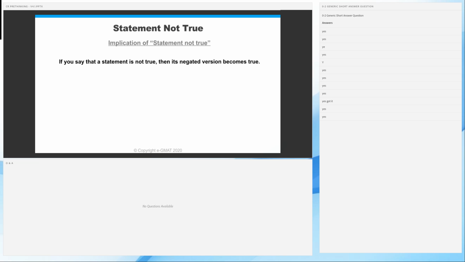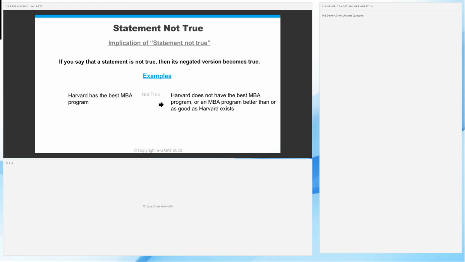Now, some of you may ask, hey, Rajat, how can you say that if a statement is not true, then its negated instance actually becomes true? That's kind of basic inference. Let's take a statement: Harvard has the best MBA program. When you say this statement is not true, what you're essentially saying is that Harvard does not have the best MBA program, or an MBA program that is just as good or even better than Harvard exists. Can you see? When you said this statement is not necessarily true, then what you're essentially saying is that this is true. Can you see that?